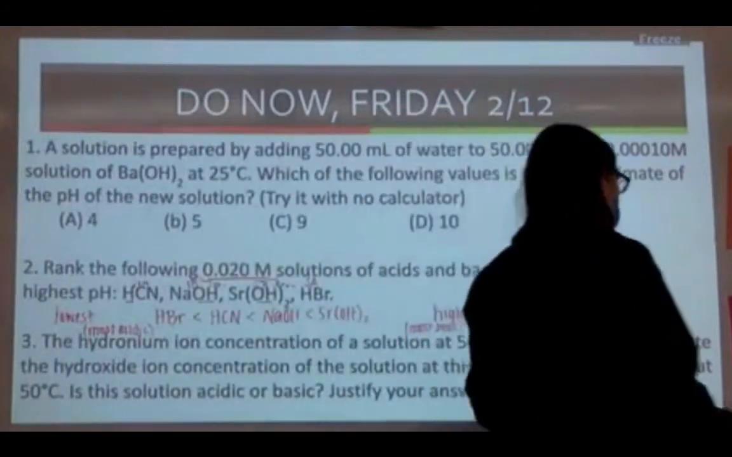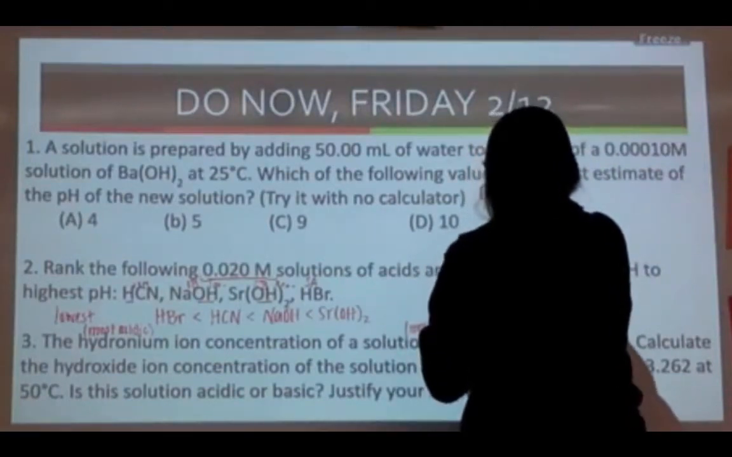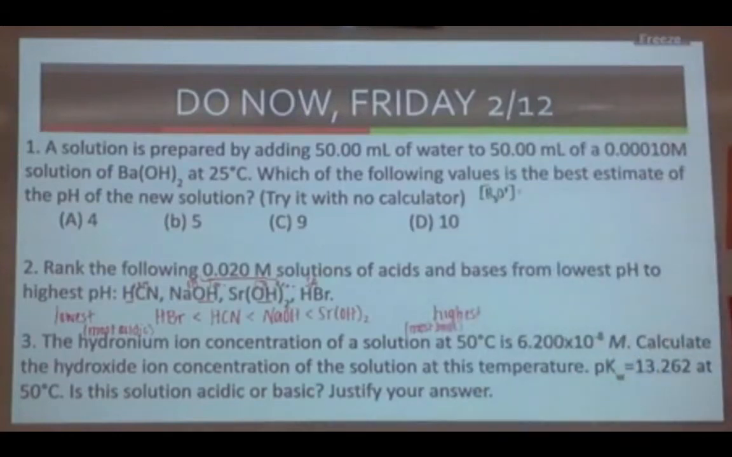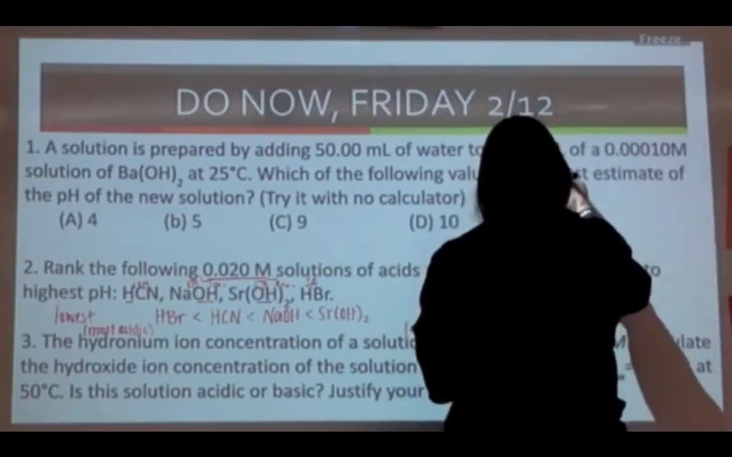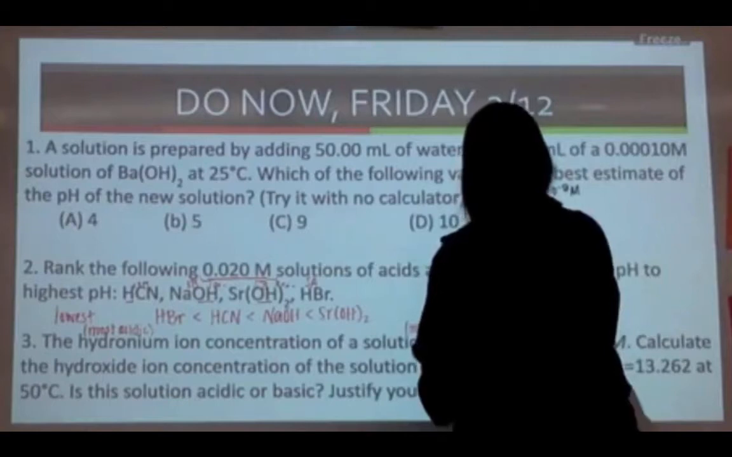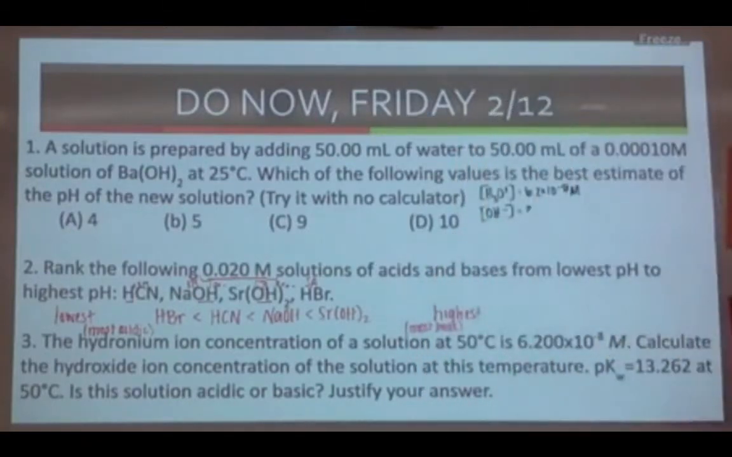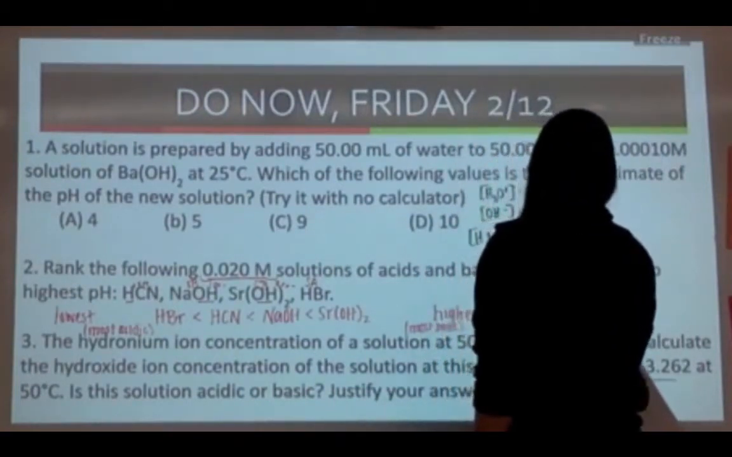So I'm just going to write down what they gave me. I'm just going to write it up here so everyone can see it. Hydronium is H3O+. Remember that H3O+ and H+ are the same. If you were to write H+ instead, that's fine. 6.2 times 10 to the negative 8 molar. It says calculate the hydroxide ion concentration, OH minus, at this temperature. We're at 50 degrees Celsius. We're not at 25. They say the pKw is 13.262 at 50 degrees Celsius. Is this acidic or basic, and justify your answer? So we can still use the idea that H plus times OH minus equals Kw.